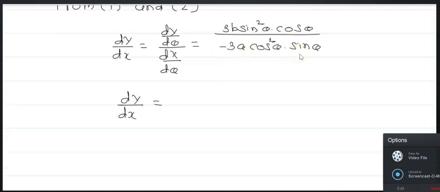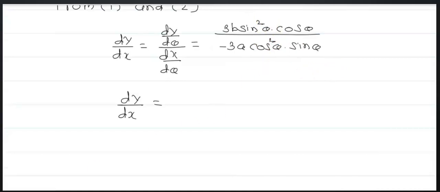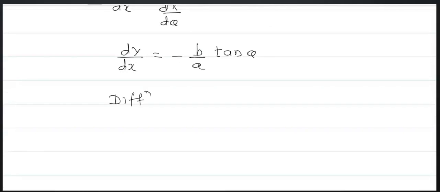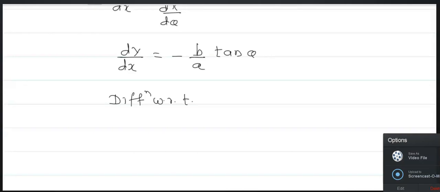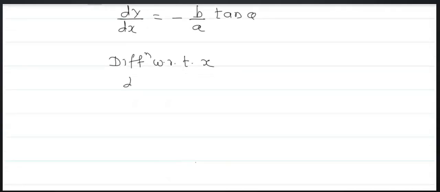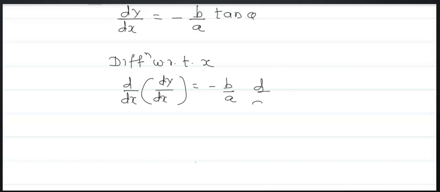Now, what terms will be cancelled here? Cos gets cancelled, one sine will get cancelled, then you will get sine theta upon cos theta, which is tan theta. Therefore, dy by dx is equal to minus b upon a tan theta. Now differentiate this again with respect to x, then you will get d2y by dx square, d by dx of dy by dx is equal to minus b upon a d by dx of tan theta.